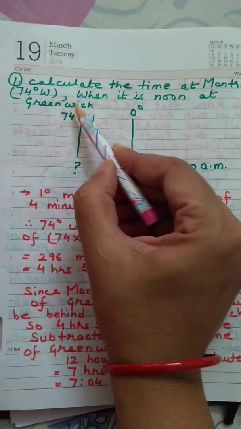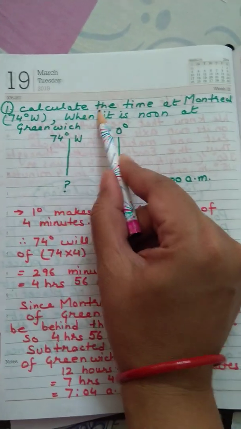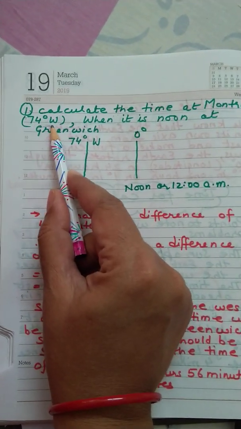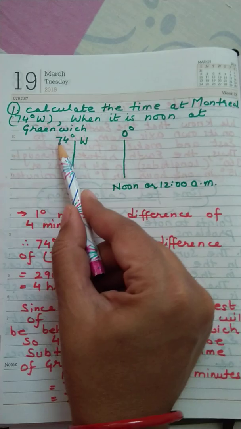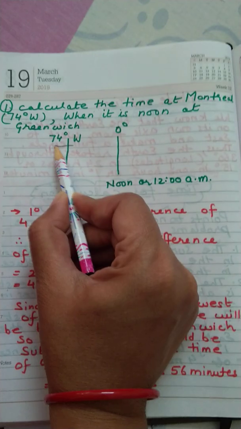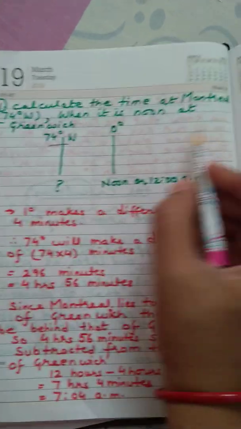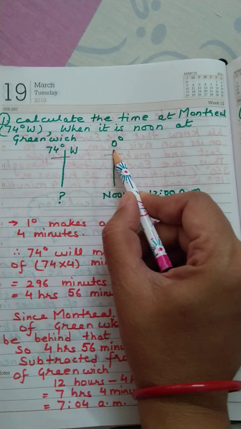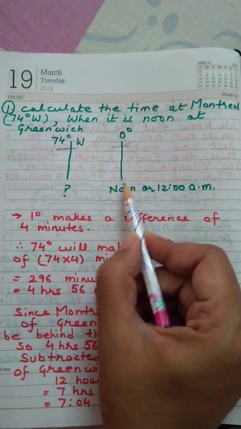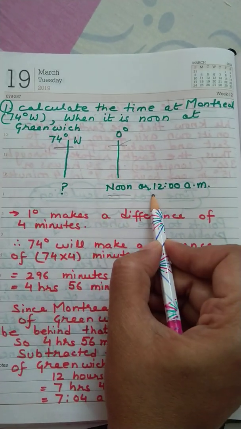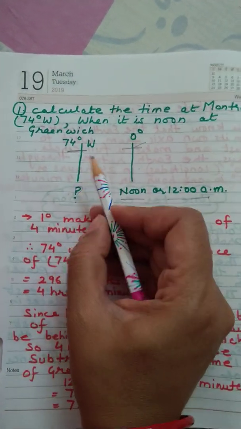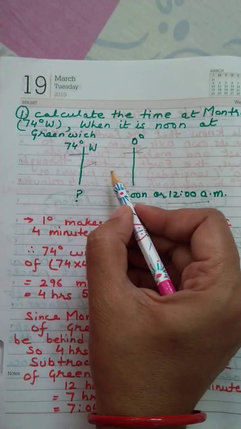Now, there is one question based on time calculation. Calculate the time at Montreal, which is located at the longitude of 74 degrees west, when it is noon at Greenwich. Now see, we have two longitudes here, two places. One is Montreal, located at 74 degrees west. Another is Greenwich, located at 0 degree. So what is the time at this place? That is noon, or we can write 12 AM. So we have to find out the time at this particular longitude, 74 degrees west.